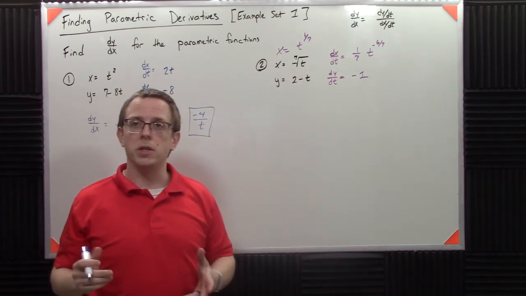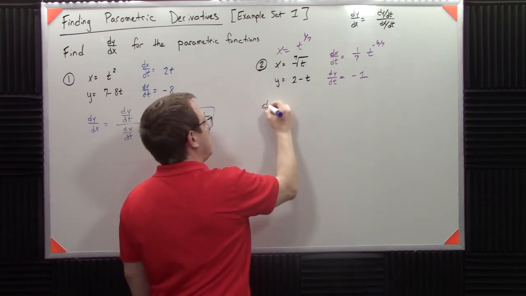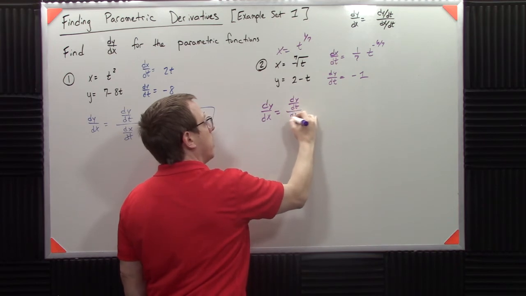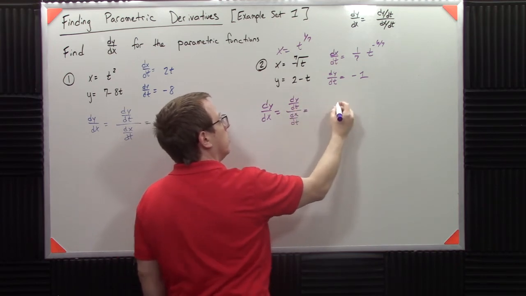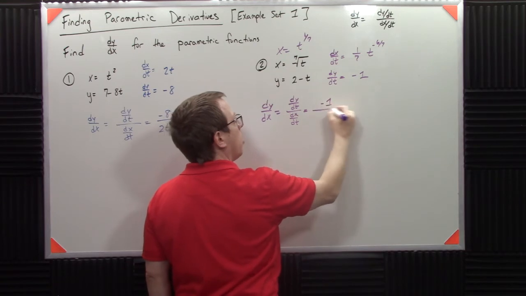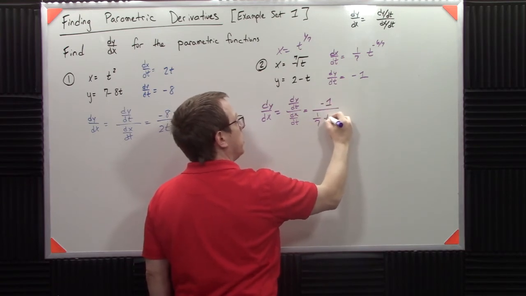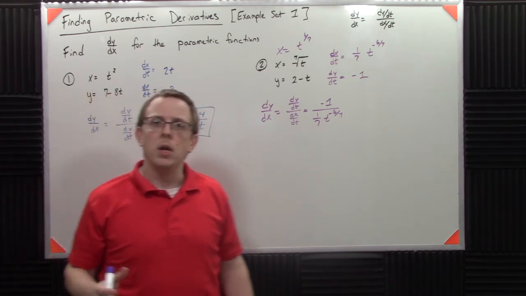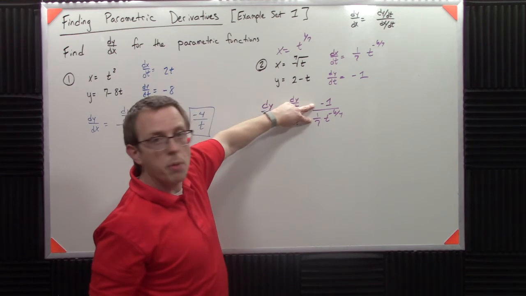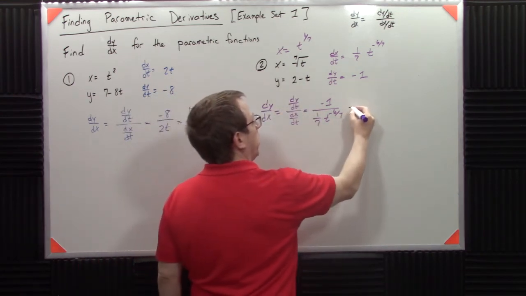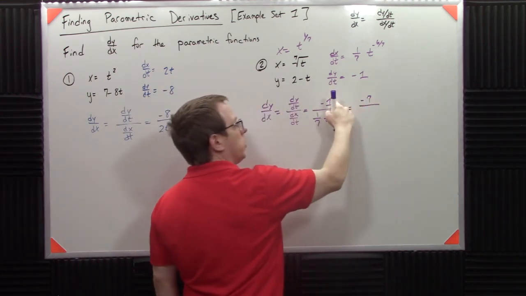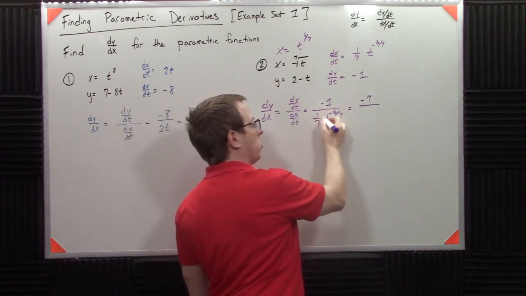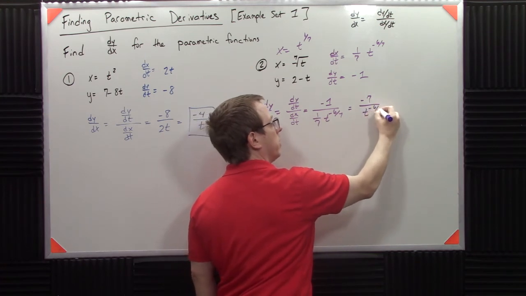So then when we plug this into the formula, we're going to get dy/dx is dy/dt over dx/dt, which is negative 1 over 1/7 t to the negative 6/7. Now, there's a couple things we can do here. If we multiply both top and bottom by 7, we get negative 7 on top, and the 7 times the 1/7 makes this sort of vanish. So we get t to the negative 6/7.